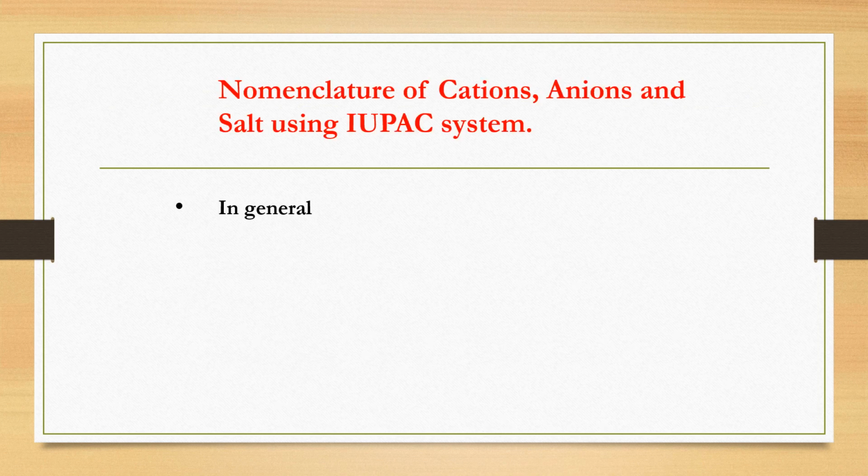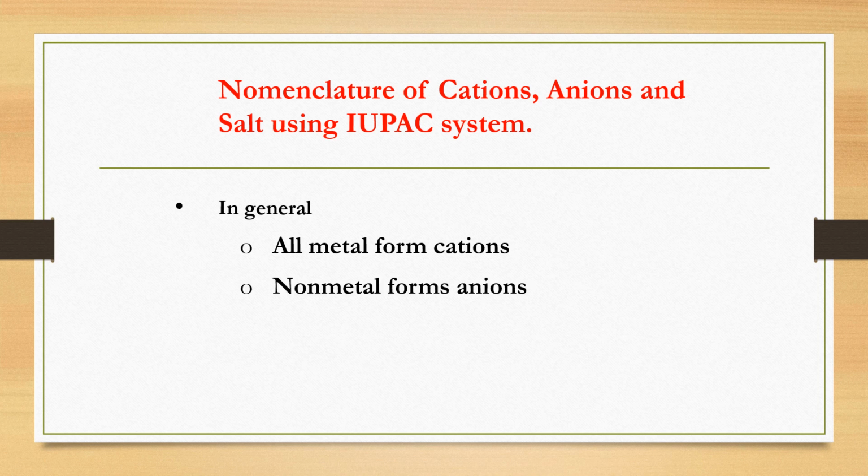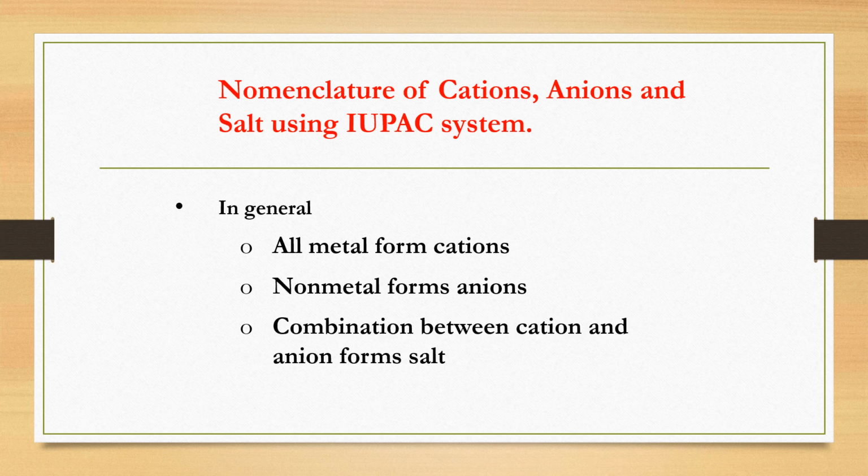In general, all metals form cations. In the periodic table, metals are located on the left-hand side. All non-metals will form anions, which are on the right-hand side of the periodic table. A combination of cation and anion forms a salt.